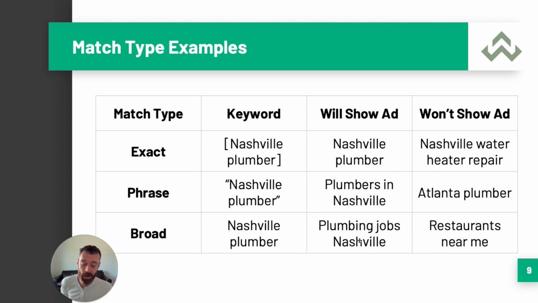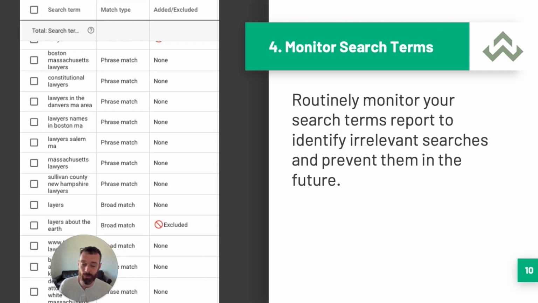So that fourth match type that I mentioned earlier, negative match, that is, if you enter a negative match term, then that means if the search includes that word anywhere in the search, it won't trigger your ad. So for example, in this, I would add jobs as a negative keyword. That would prevent me from showing for this in the future. And that really rolls into the fourth tip, which is monitor search terms.